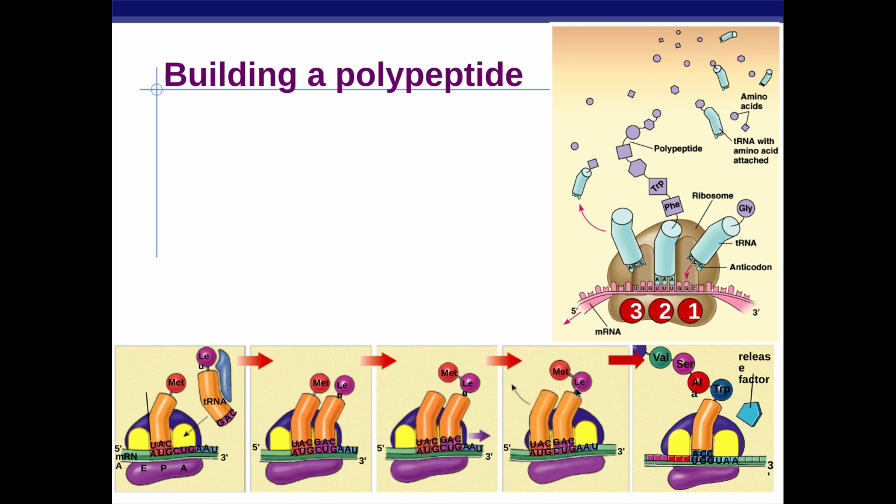So by this time, what happens is leucine is going to attach to this amino acid that is coming in, and it's going to lose its amino acid. It's ready to exit, so it moves over here, it goes.